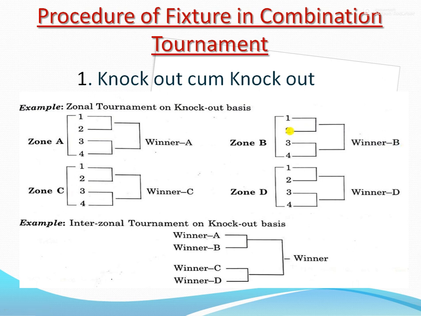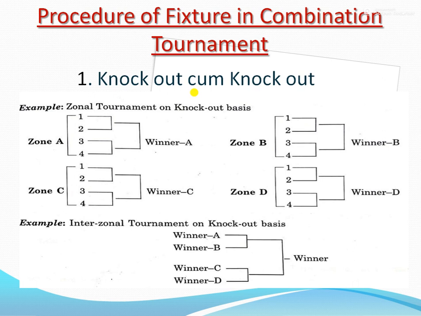Now we are at the third type of tournament, which is the combination tournament, and how we can decide the fixture of a combination tournament. Let's see. There are 4 types of combination tournament, of which the first is knockout cum knockout tournament. We already discussed in the last video that when we have a large number of teams, we divide the teams zone wise. In the zonal section, we can say zone A, B, C and D. 4 zones will be there.